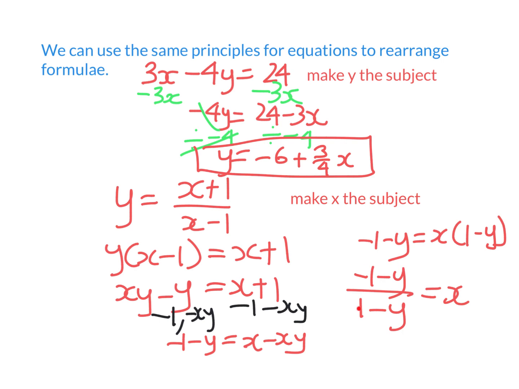Now it may look like this can be simplified, but it can't. You can't cross out the y's because they're not being multiplied. We have to leave it like that. We are done.